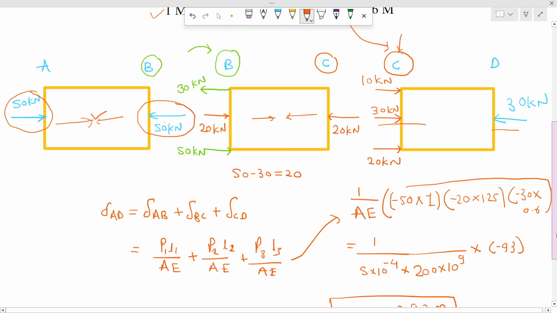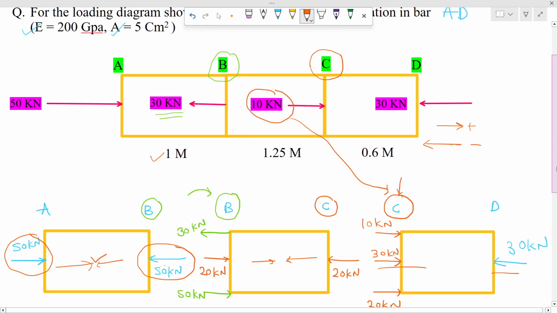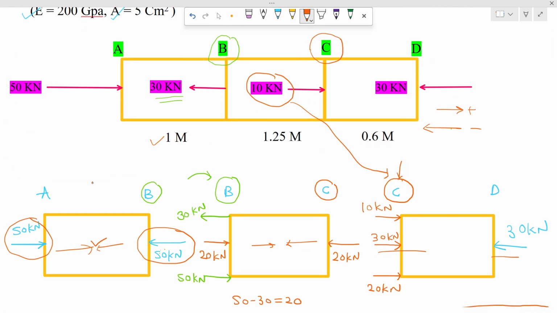So this is how you can solve this problem. So very important is we need to draw the free body diagram correctly. I hope this part is clear to you.